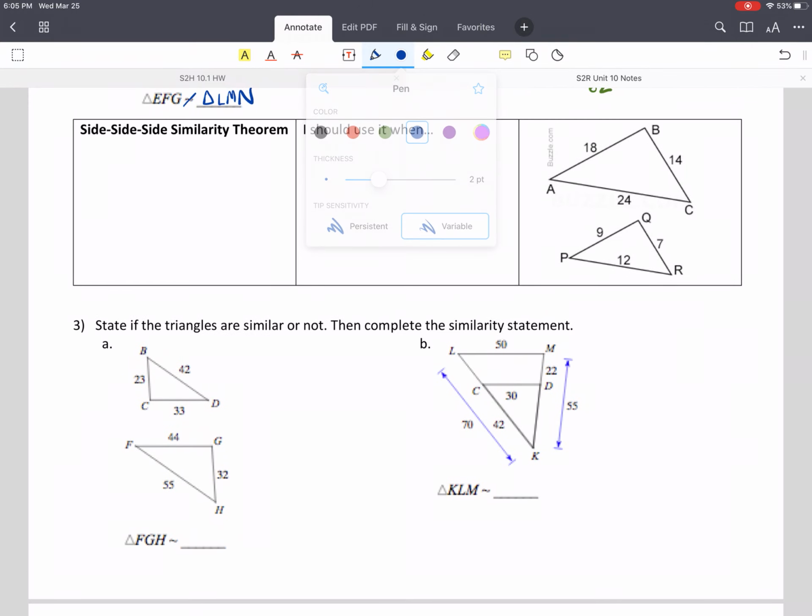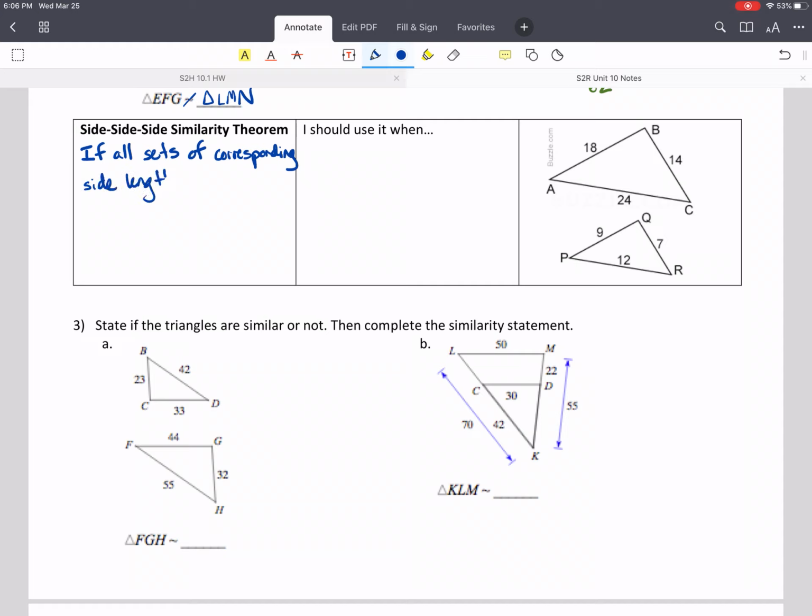So now we're going to look at side, side, side. So if all sets of corresponding side lengths are proportional, then the triangles are similar.